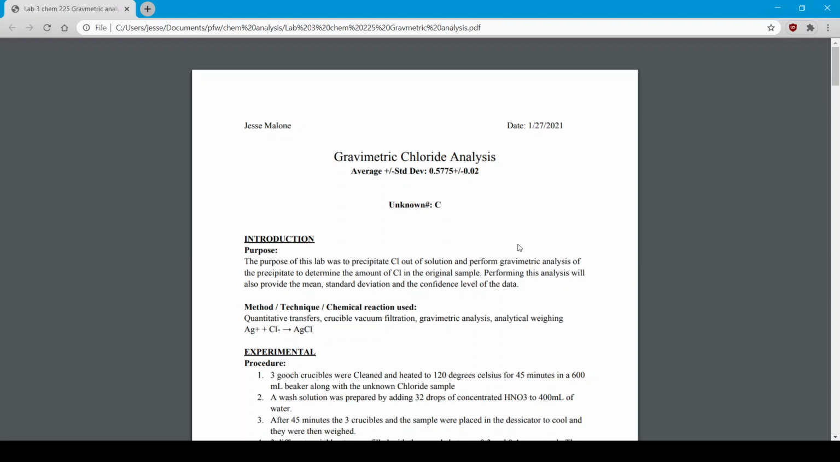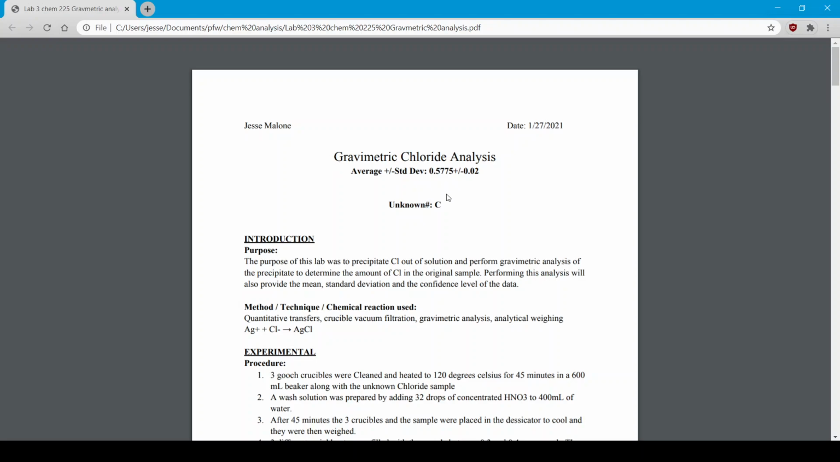One example I used in the last video is if you are, for example, in the field and tasked with analyzing a water source to find out how much chloride is in the water, you might perform something like gravimetric analysis and then statistically analyze that data to determine how much chloride's in the water sample. So today we're going to be showing you guys how to write a lab report like I previously mentioned, and today we're doing the gravimetric chloride analysis.